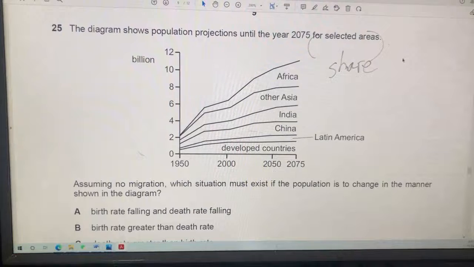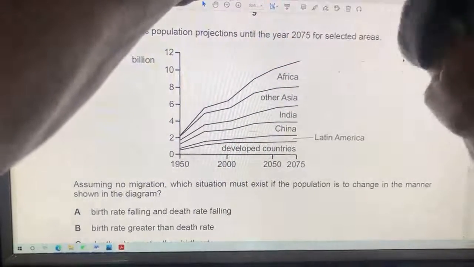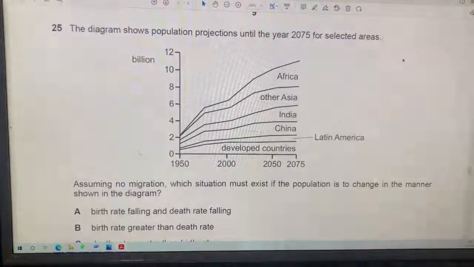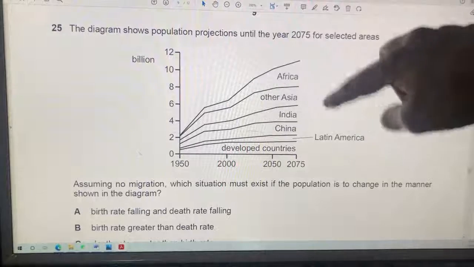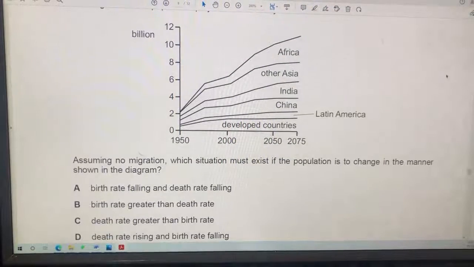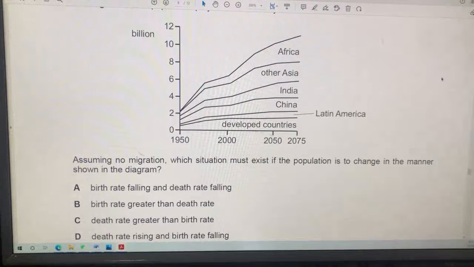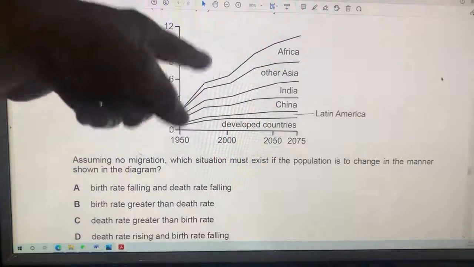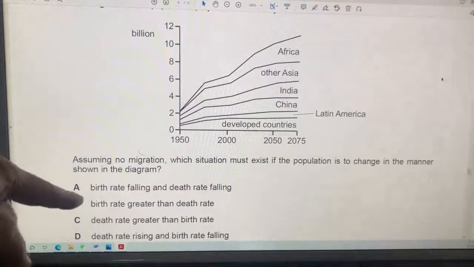25. Let's see. Diagram. Oh boy. We must look at the graph. Populations increased for everyone. Okay. So assuming no migration, which situation must exist if the population is to change in this manner?